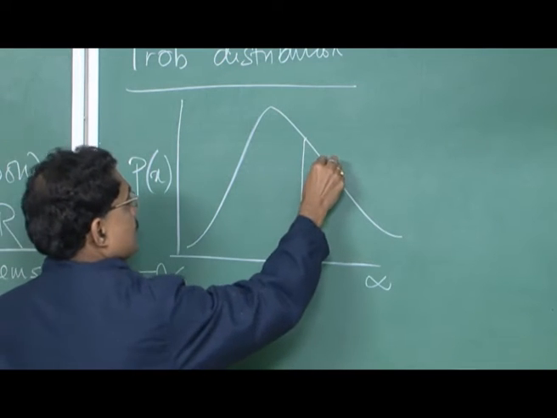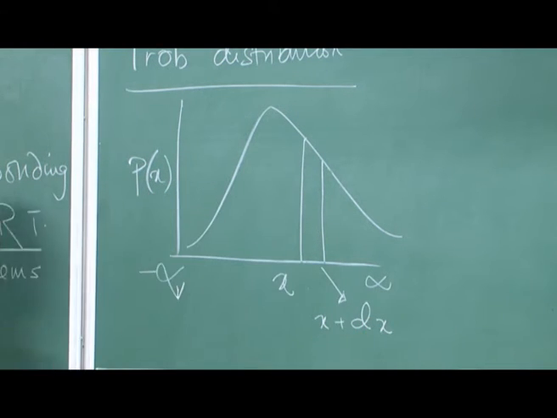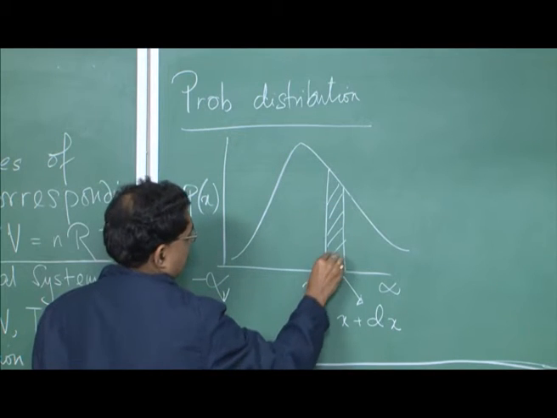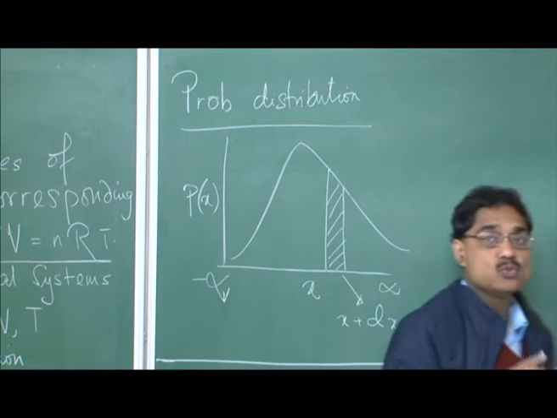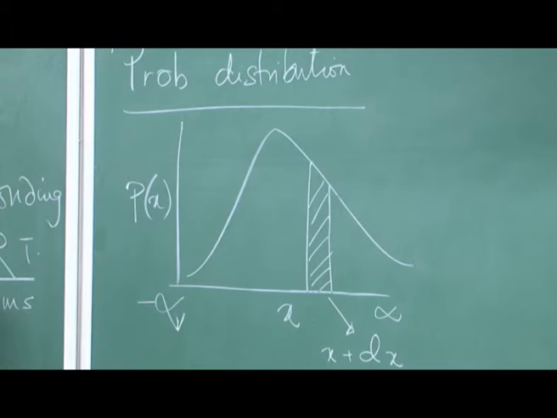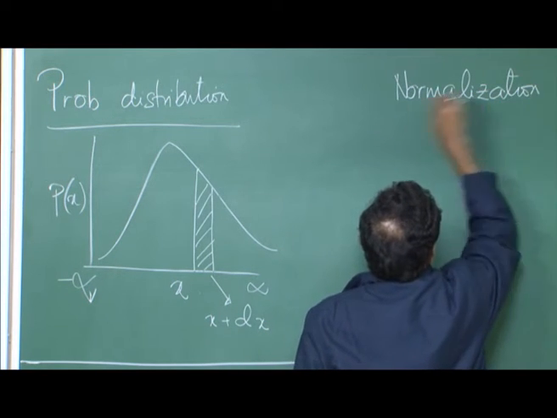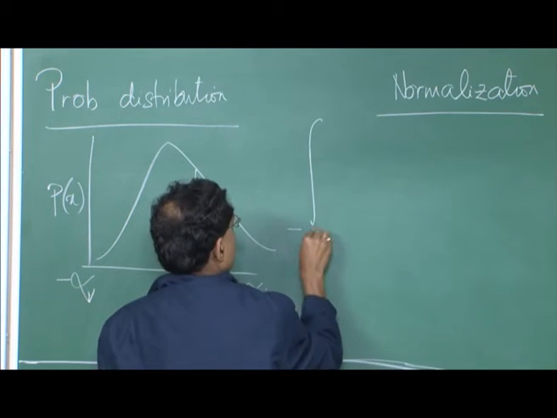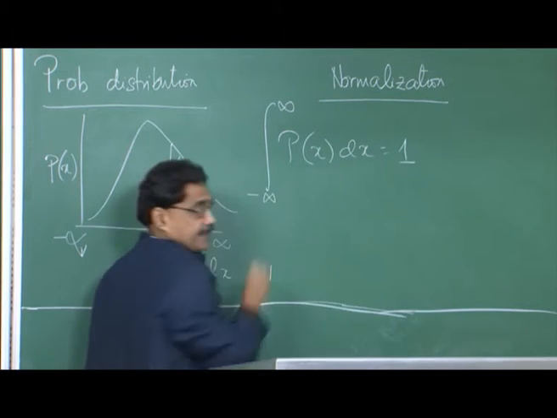What does this curve signify for us? This is x. If I call this x plus dx, then this gives me the probability that the random variable I am considering lies between x and x plus dx, and there are conditions which I imposed. Firstly, normalization, which tells me that the total probability, the integral of P(x) dx, is equal to unity.